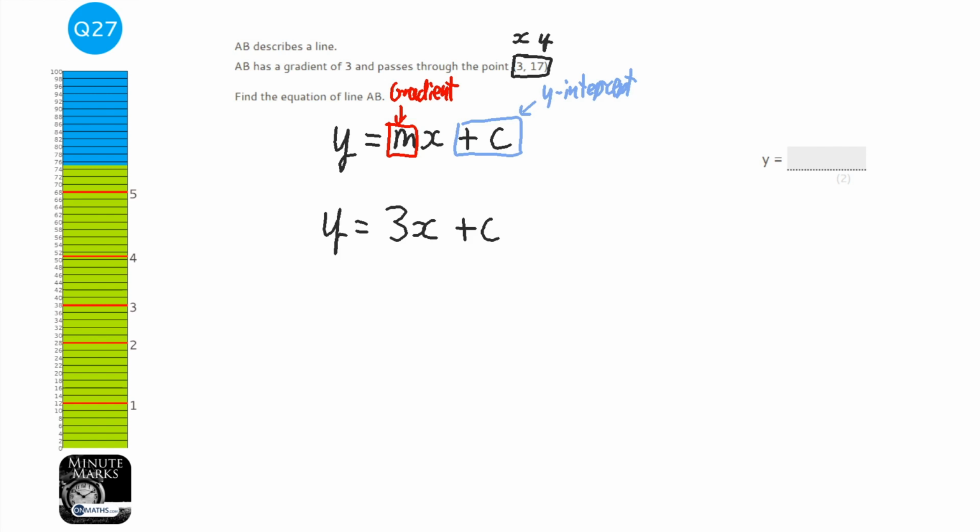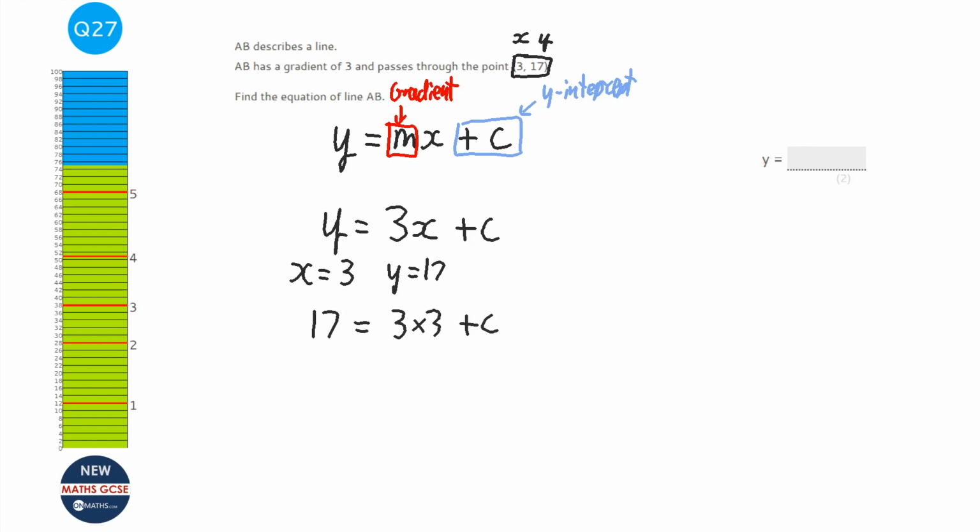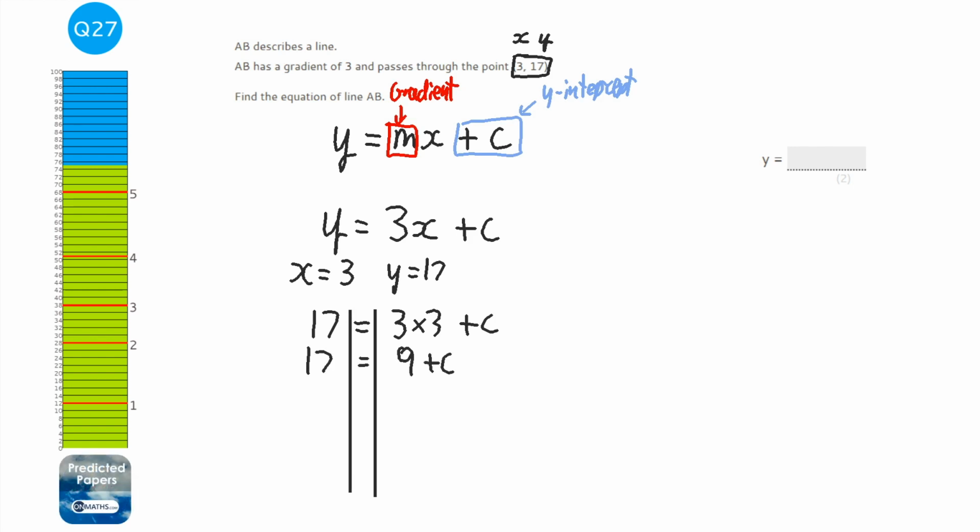So what I'm going to do is just put in the values. Put in the values of 3 for x and 17 for y. So it's going to be 17 equals 3 times 3 plus c. And I'm going to put my lines in so that I can solve it. So that's 17 equals 9 plus c. And we're going to take away 9 from both sides. So it's going to be 8 equals c, or just c equals 8.